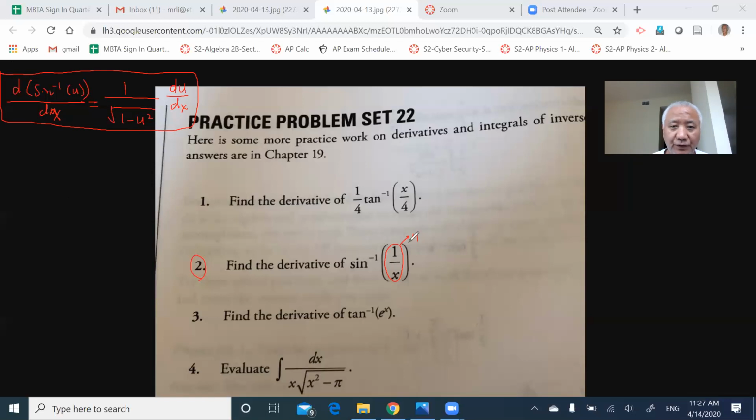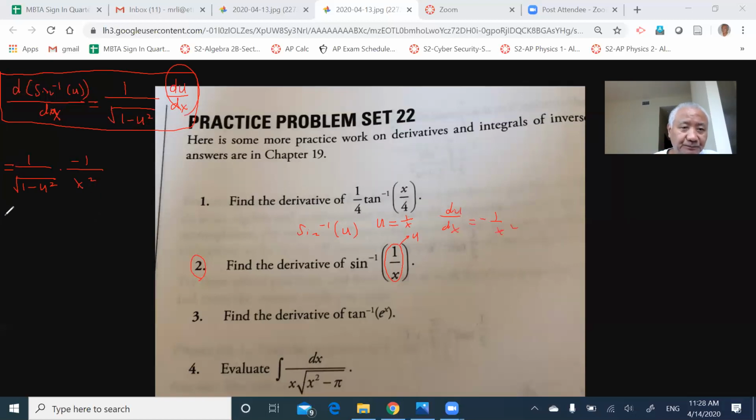Now, first we think that this function is the inverse sine of u, and u equals 1 over x, right? First things first, we take the derivative. We get 1 over square root of 1 minus u squared, and then you do du dx. Here du dx will be equal to negative 1 over x squared, right? So we plug in, this times negative 1 over x squared.